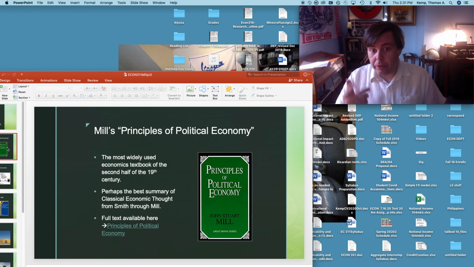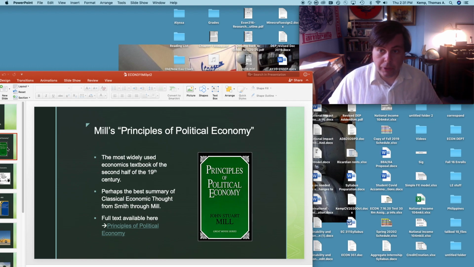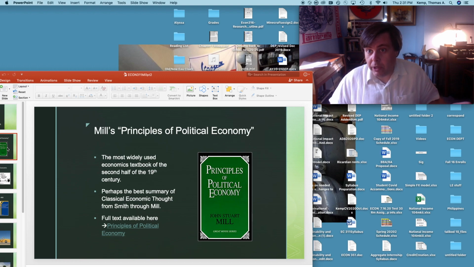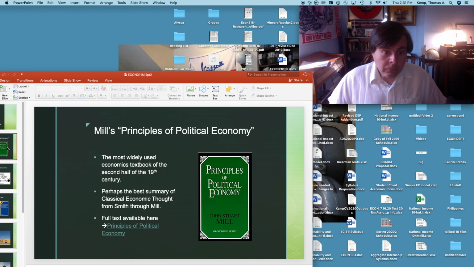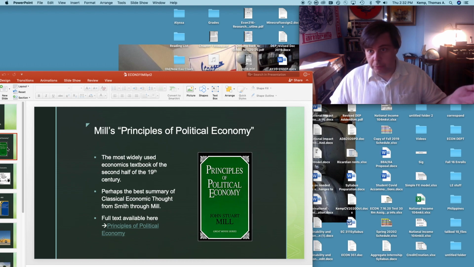So as I mentioned, this book is still available, right? It's still in print. You can buy a new copy today. And in fact, I believe that's what it looks like right there. So if you go to any bookseller, you're going to find it. Old editions, of course, are not that uncommon because it was the dominant textbook for many years. It is perhaps the best summary of classical economic thought, going from Smith to Mill.